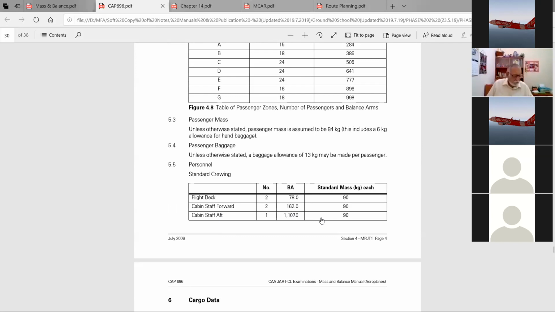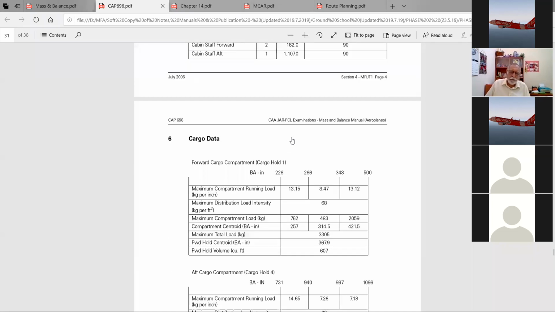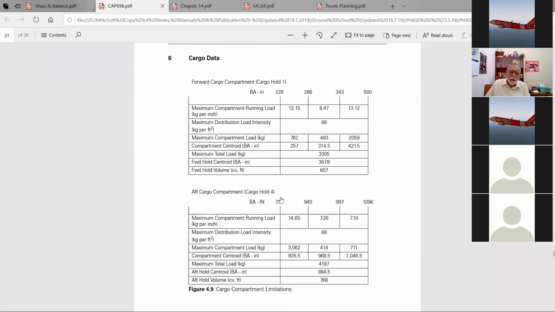Dry operating mass. Yeah, dry operating mass. So this is included in your DOM. If you have your CAP 696, you can write it down over there. This is included in your DOM. So we are studying CAP 696. We should know MRJT, what is where. Then we studied this. You must have referred to this in your calculation of your cargo handling.